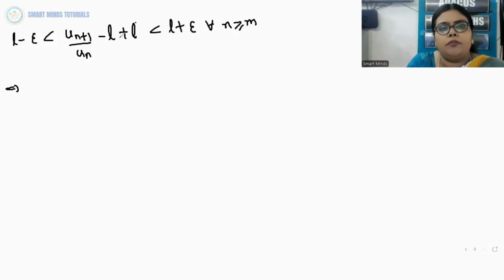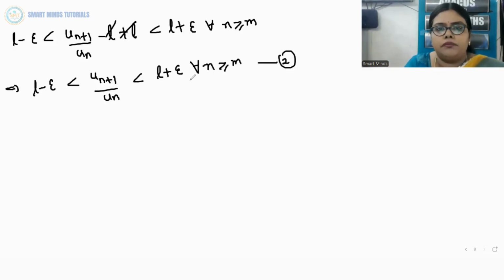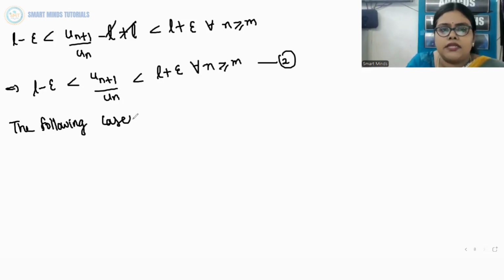That means now here positive L and negative L get cancelled. L minus epsilon less than un plus 1 by un less than L plus epsilon for all n greater than or equal to m. This is equation number 2. Now we have to consider a few cases. So let us say the following cases are considered.